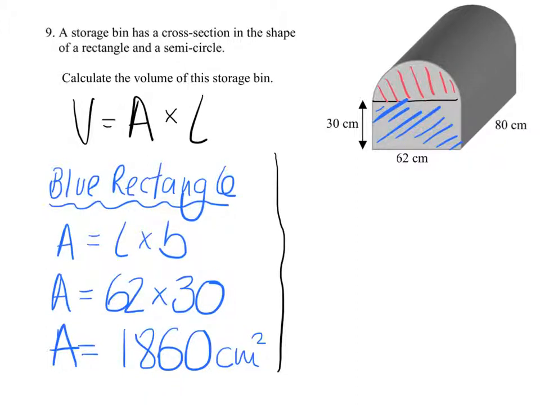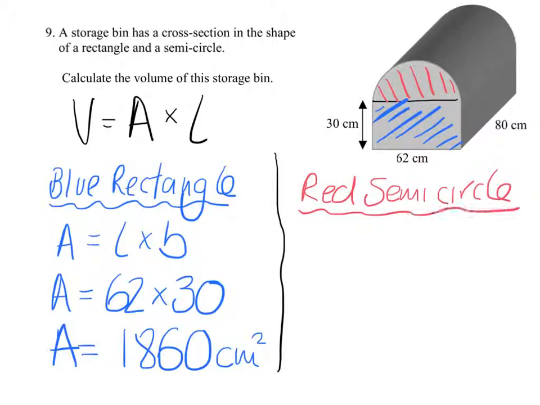Now working on the semicircle. We have the area of a circle first of all, which is pi r squared. And since there's a semicircle, we'll just divide our answer by 2 at the end. So the area of a semicircle is pi r squared over 2, as you should know. So what we need to do is identify the radius. If this were the centre point of our circle here, then the radius would be the centre point to the outside of the circle, which is clearly halfway along the full width of our storage bin. So the radius would be 31 centimetres.